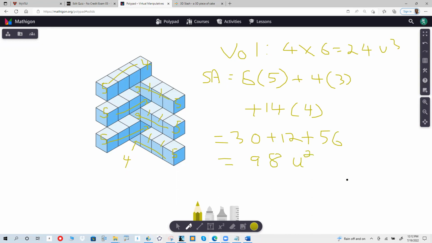Let me double check. That sounds about right. 1, 2, 3, 4, 6 times 5. That sounds right. 1, 2, 3. 3 times 4. That also sounds right. 12 and 14. Let's count the number of cubes that are showing 4 faces. Sounds about right. I'm going to keep my fingers crossed.